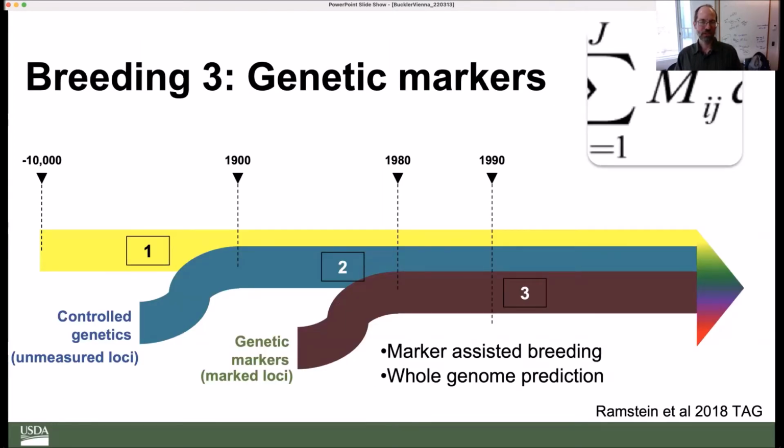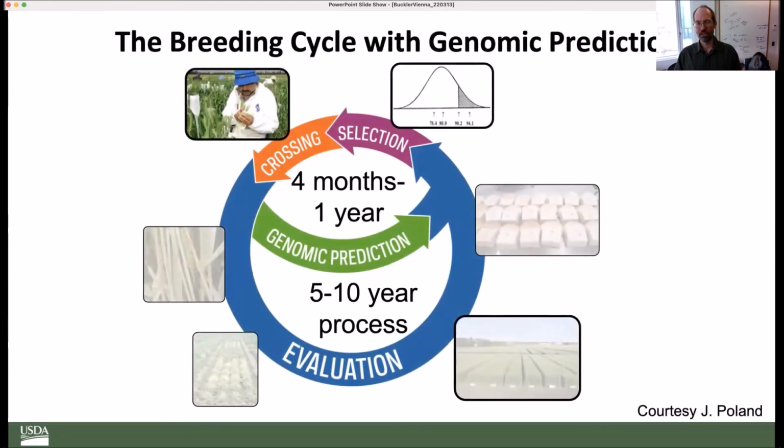And so the next thing is we know that we can make a lot more progress if we can essentially breed based on markers, either marker-assisted selection or whole genome prediction. And that really has been at the heart of a lot of the revolutions in breeding over the last 20 years, is that genomic prediction allowed this acceleration of breeding that allowed us to make decisions every 4 months to a year, as opposed to a normal process of evaluation that would take up to 5 to 10 years. And so those tools are now available for us to start tapping diversity in a much more rapid way.